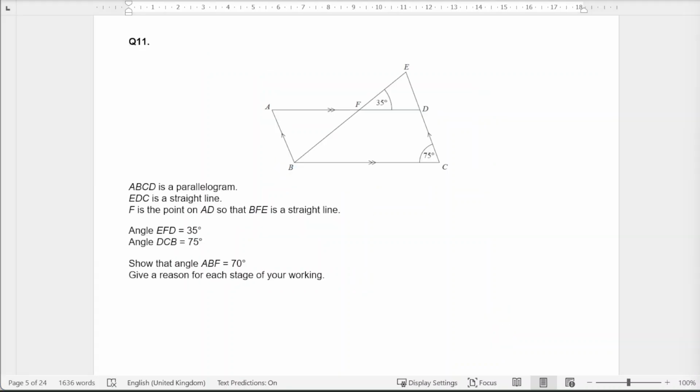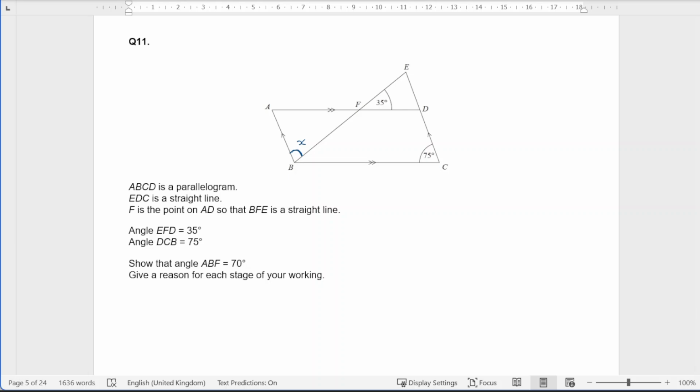Question 11. ABCD is a parallelogram. EDC is a straight line. F is a point on AD, so that BFE is a straight line. Angle EFD is 35 and angle DCB is 75. Show that angle ABF is equal to 70. So the first thing I'm going to do is label the angle that I'm trying to find. ABF, A to B to F, so that's got to be that angle there. So that's the angle that I'm trying to find.